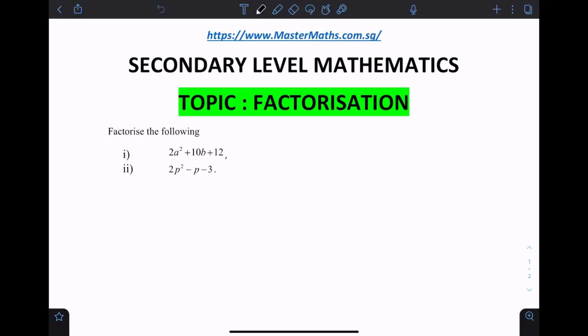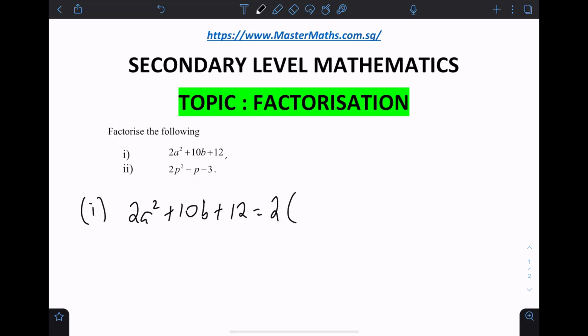Good day, friends. Here is a question on factorization. Let's begin. For part 1, what we'll need to do is to look for common terms first that you can factorize. So the only thing that is common is 2. So best practice is to rewrite the entire equation again and take out 2 from every single term.